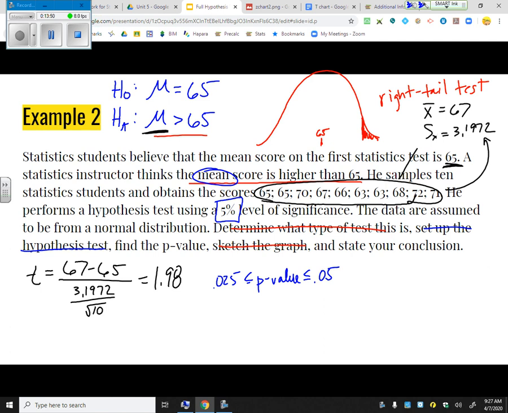So if I was to actually run this in my calculator, I would get this p-value right here to be 0.0315. So you'll have to tell me whether or not you're running this in a calculator or on the table, okay, whenever you're taking your test. But this is definitely below my level of significance right here. So my decision on this is going to be to reject H0.